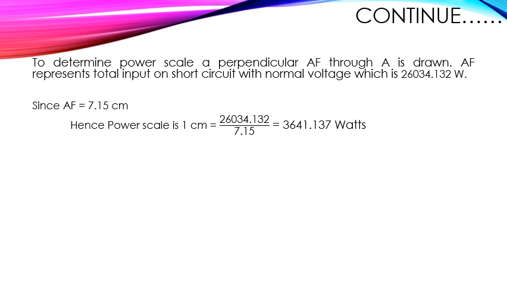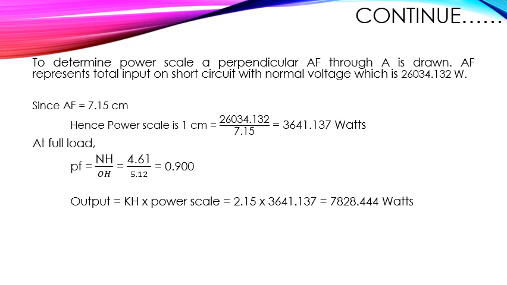So the power scale is what then? 26034.132 divided by 7.15, and that is 3641.137 watts per centimeter. So at full load we can calculate the power factor by taking the ratio of NH, that is the energy component of the current I1, divided by OH. OH is what? That is the line current I1 at an angle phi 1, right? So by taking the ratio of that, we get the power factor as 0.9.